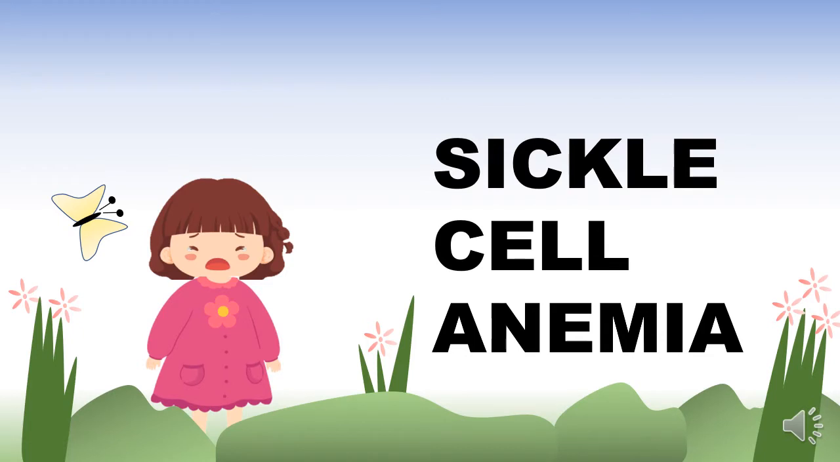Sickle cell anemia is a disease that presents early in childhood with features of low hemoglobin, painful crises, fatigability, and recurrent infections. Let us see what happens to these children at the cellular level.